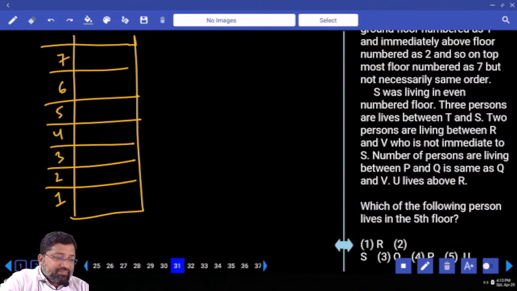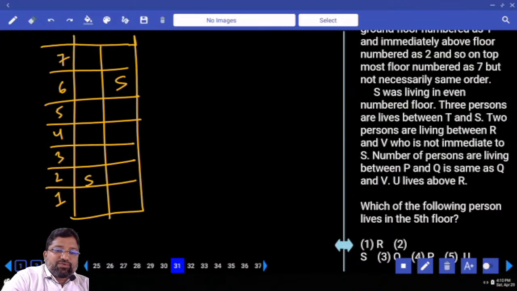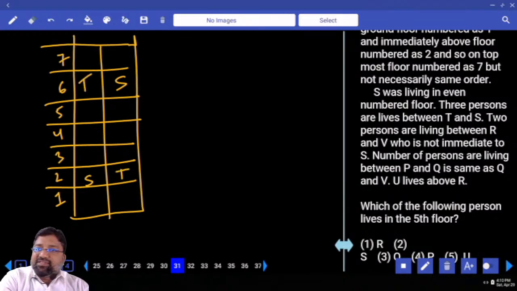S is living in an even number floor. How many possibilities? 3 possibilities. Next entity, 3 persons are living between T and S. If this is S, 3 persons between T and S is not possible. So out of 3, now we have 2 possibilities. 3 persons between S and T.